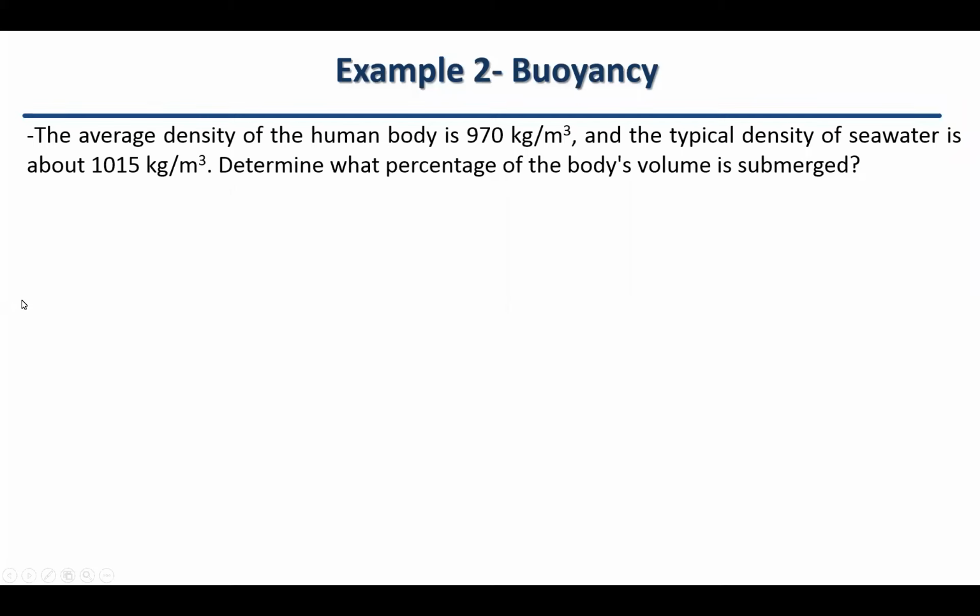Okay, look here at example 2 of buoyancy force. We have the average density of the human body equal to 970 kilograms per cubic meter. The typical density of seawater, imagine, is equal to 1015 kilograms per cubic meter. So we're just going to determine what percentage of the body's volume is submerged. So that's the first section.